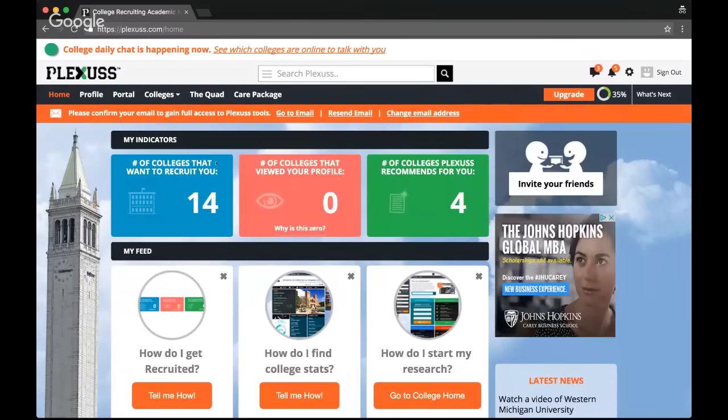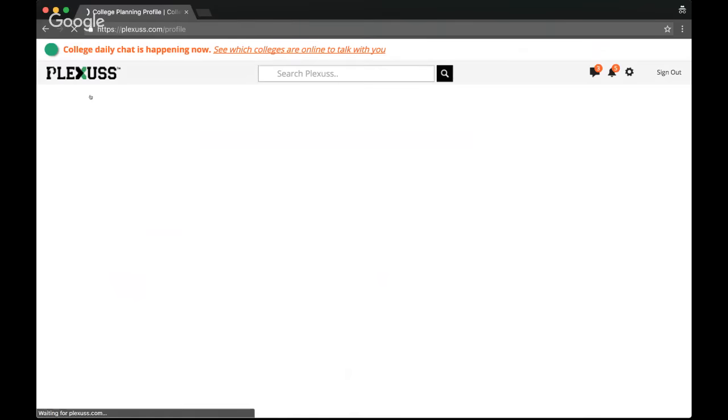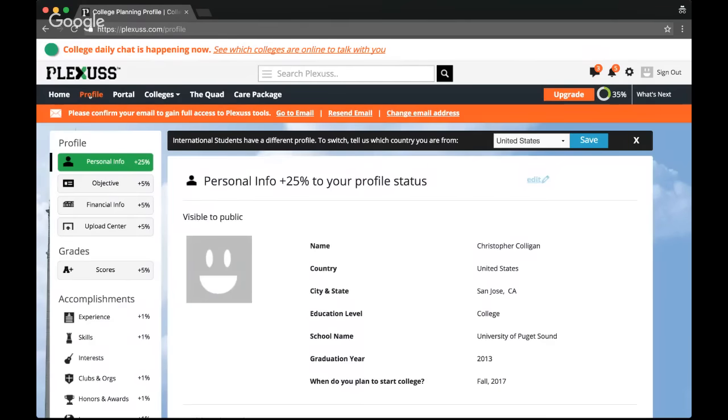It's going to show you the number of colleges that want to recruit you, the number of colleges that have viewed your profile recently, and the number of colleges Plexuss recommends for you. If you click on any of these buttons, you'll be taken into your portal where you'll see the information about schools you're interacting with. But what I recommend first is making sure you have as much of your profile completed as you can. The more you complete of your profile, the higher chances are that schools are going to be interested in you as a student, because they'll have more information about you as a student, and they can know what to reach out to you about.